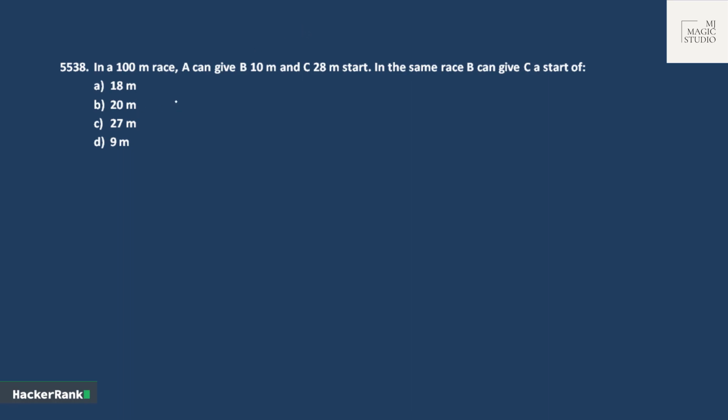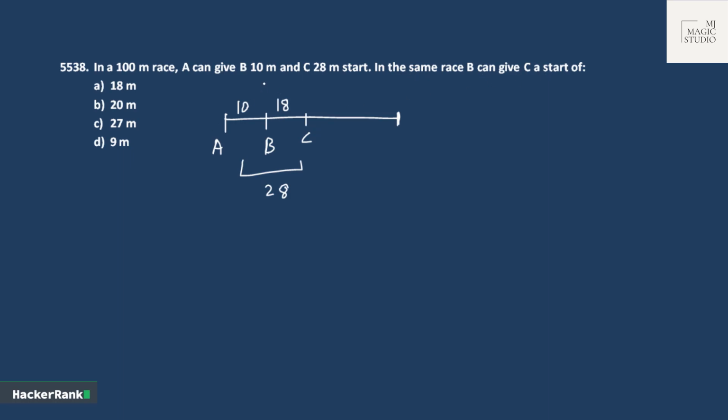In a 100-meter race, A can give B 10 meter and C 28 meters start. That means for a dead heat, B is standing 10 meter ahead of A and C is standing 28 meter ahead of A. That means C is standing 18 meter ahead of B.